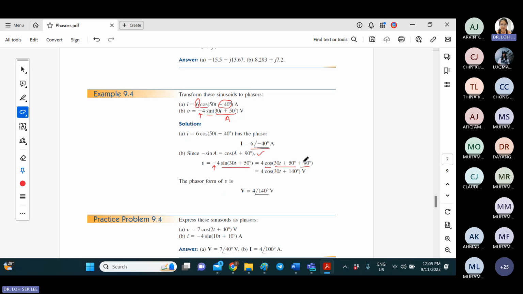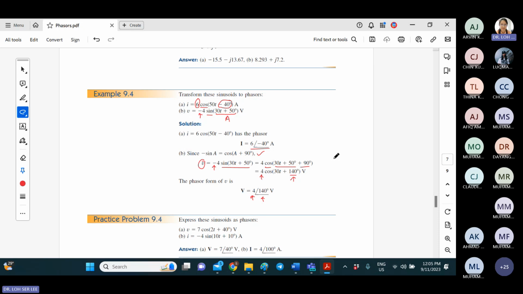Okay, after you change this and combine these two, you get 140 degrees. So from this form, you have VM and you have phi. That's why you get VM angle phi. This is a sinusoid. Your phasor form will be in capital V, in bold. Okay, got it?